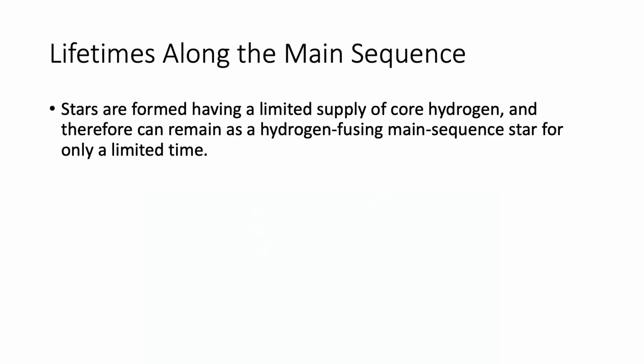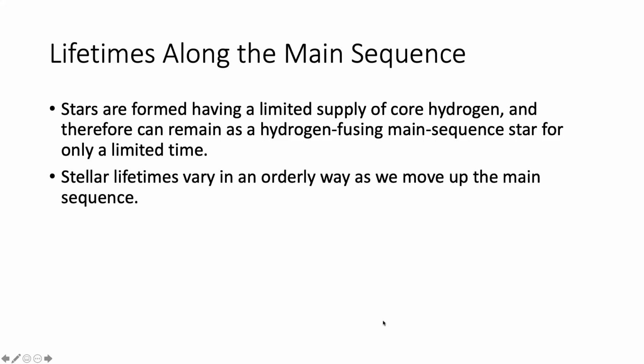But that means that they don't stay on the main sequence forever. Eventually, main sequence stars leave the main sequence and follow a life track that brings them into the giant part of the diagram, or the supergiant part of the diagram, or possibly even the white dwarf part of the diagram. Right? But stars do not stay on the main sequence forever. And what these stellar lifetimes look like really depends on how much mass the stars start with.